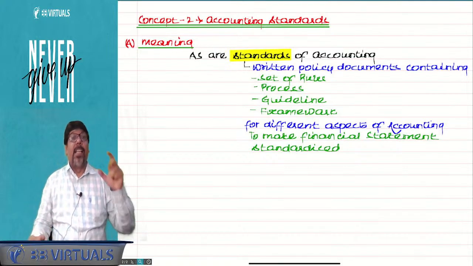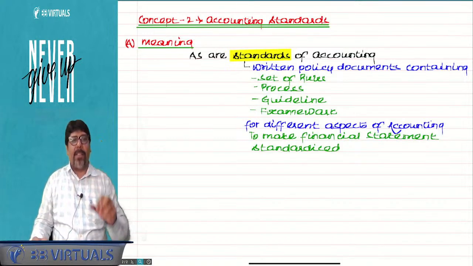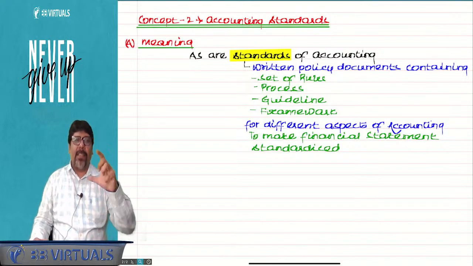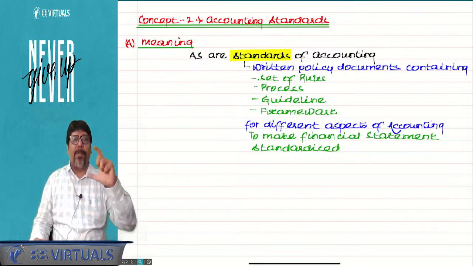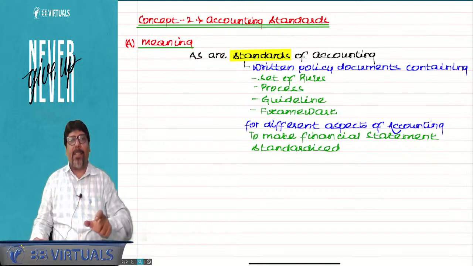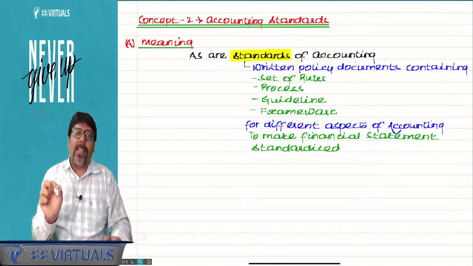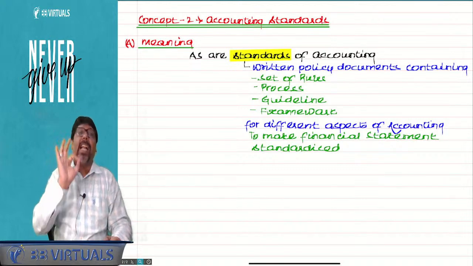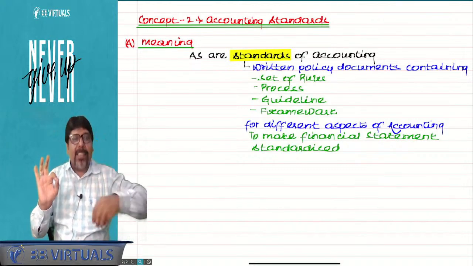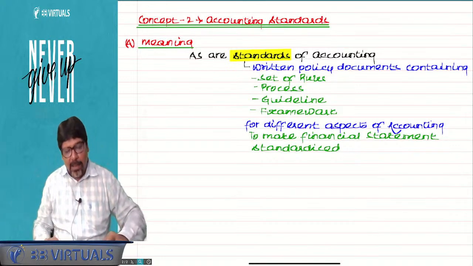Are you understanding? What is the standard of making a duster? It should be 5.5 inches tall. It should be 2 inches broad. It should have this curvature design. It should be of this wood. It should have this much sponge. These are rules, guidelines, framework, and this together is called standard. Am I clear? So what are accounting standards? The simplest way to say it: standards of accounting. These standards of accounting help financial statements to be standardized.